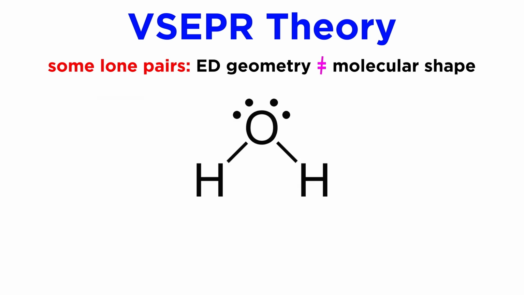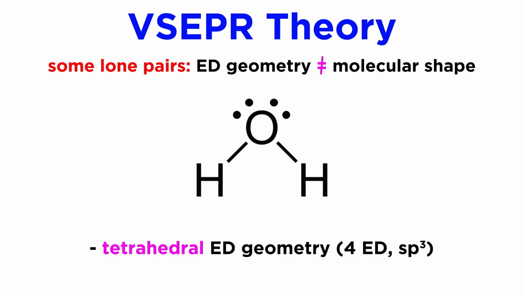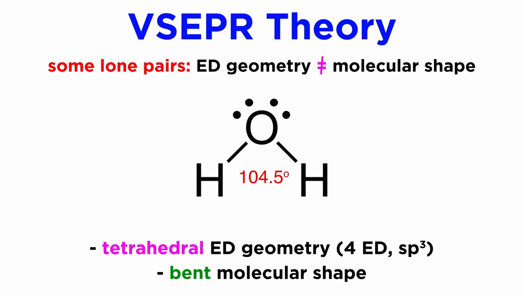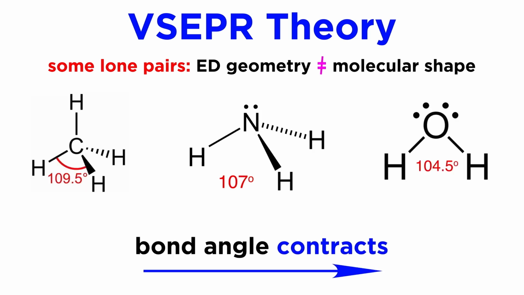We could do the same for a water molecule, which has 2 bonds and 2 lone pairs around the central atom. That means it has 4 electron domains and will be sp3 hybridized, with tetrahedral electron pair geometry. But with 2 lone pairs, we will call the molecular shape bent. The bond angles decrease even more as a second lone pair is added, again because lone pairs repel other electron density slightly more than bonding pairs, and we should take note of these angles for methane, ammonia, and water.